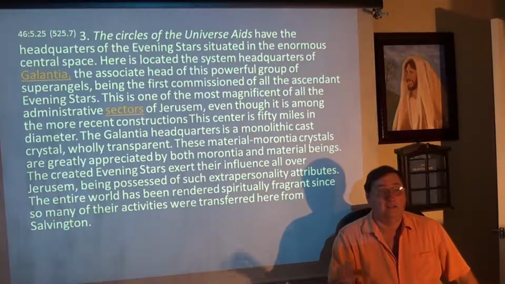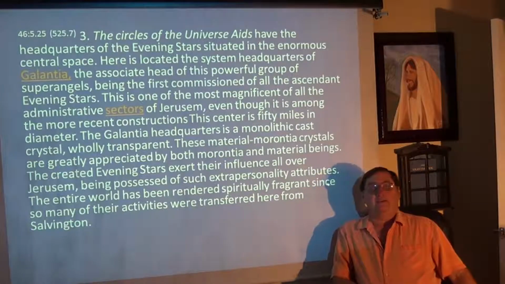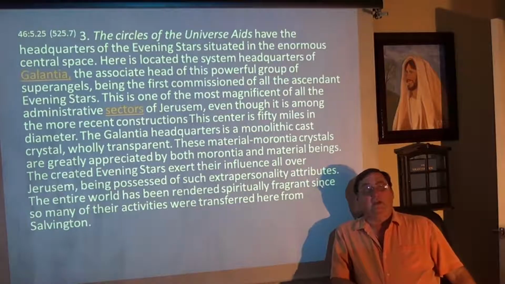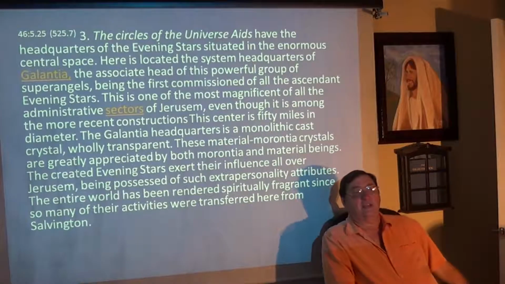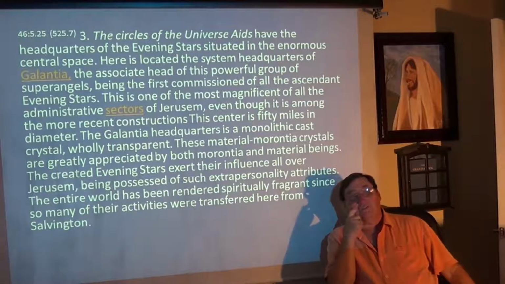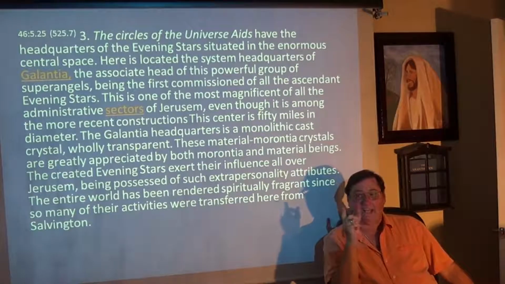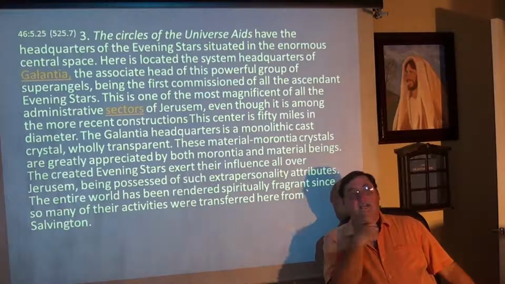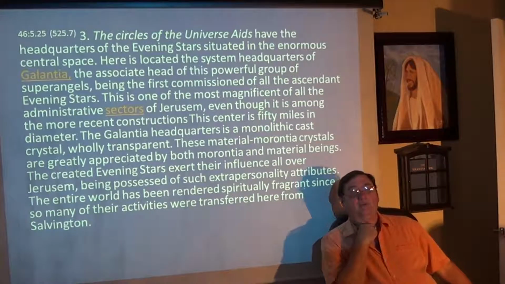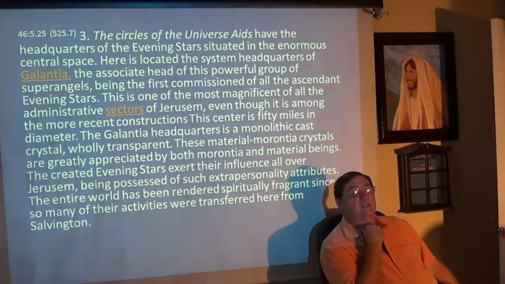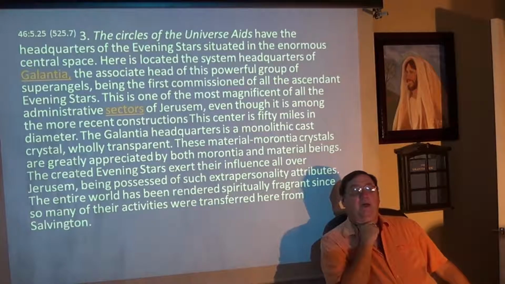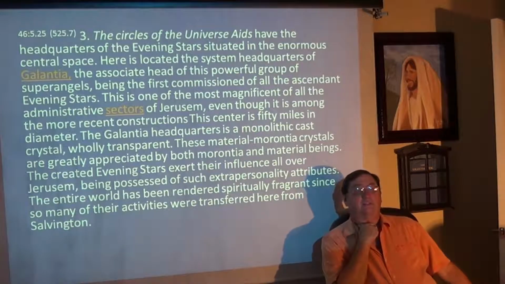The circles of the universe aids has the headquarters of the evening stars situated in the enormous central space. Here is located the system headquarters of Galantia, the associated head of this powerful group of super angels. We're talking about the evening stars, right? They're the second group of angels ever created. What's the first one? The morning stars, right? This is the second group, the associated head of this powerful group of super angels being the first commission of all the ascendant evening stars. This is one of the most magnificent of all the administrative sectors of Jerusalem.